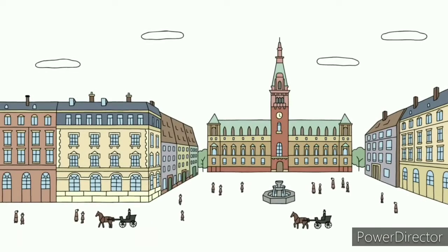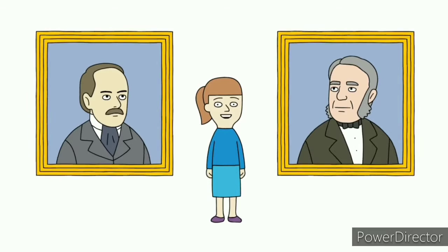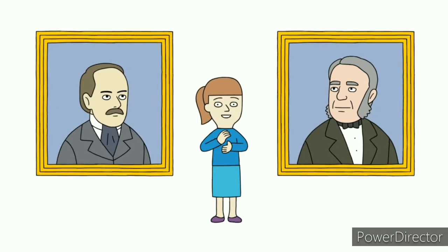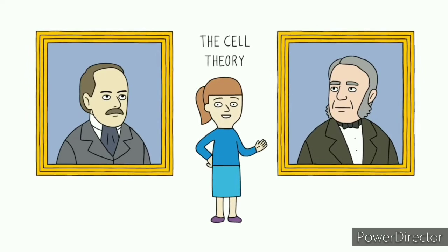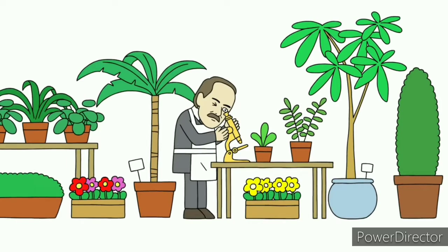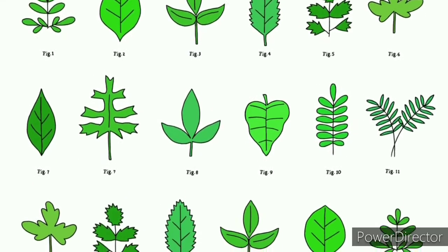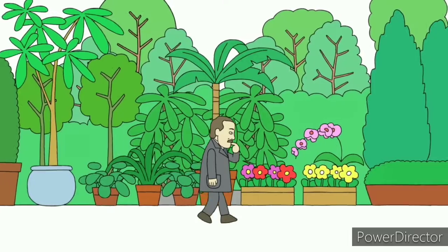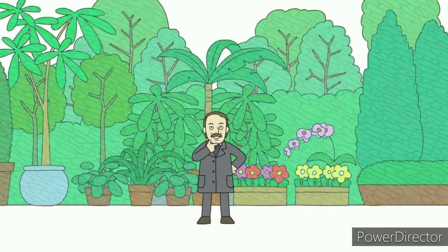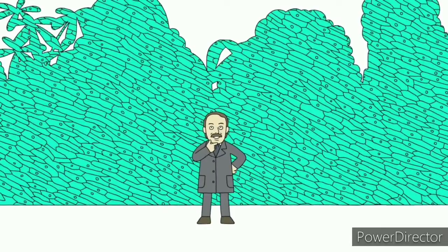Fast forward to the 1800s, where 2 German scientists discovered something that today we might find rather obvious, but helped tie together what we now know as the cell theory. The first scientist was Matthias Schleiden, a botanist who liked to study plants under a microscope. From his years of studying different plant species, it finally dawned on him that every single plant he had looked at was made of cells.